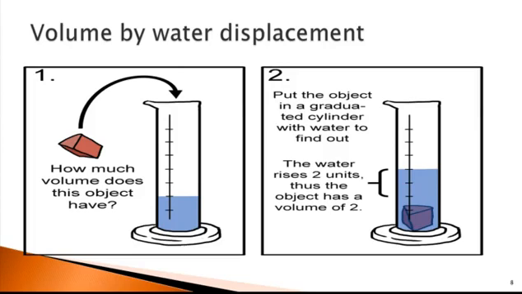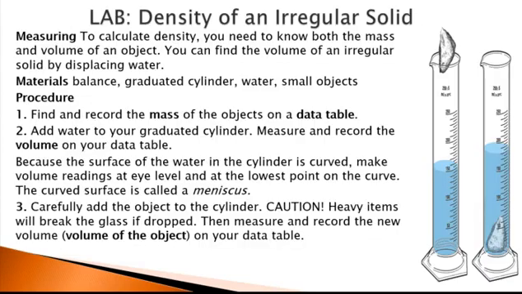All right, so that's what we're going to be doing in this experiment. You're going to figure out the density of different irregularly shaped objects, so you're going to need to know both the mass and the volume of the objects. You can find the volume of the irregular shaped object by placing it in water in a graduated cylinder. Please be careful, don't just drop heavy objects into the bottom of a cylinder. So find the mass of the object and record it on your data table.